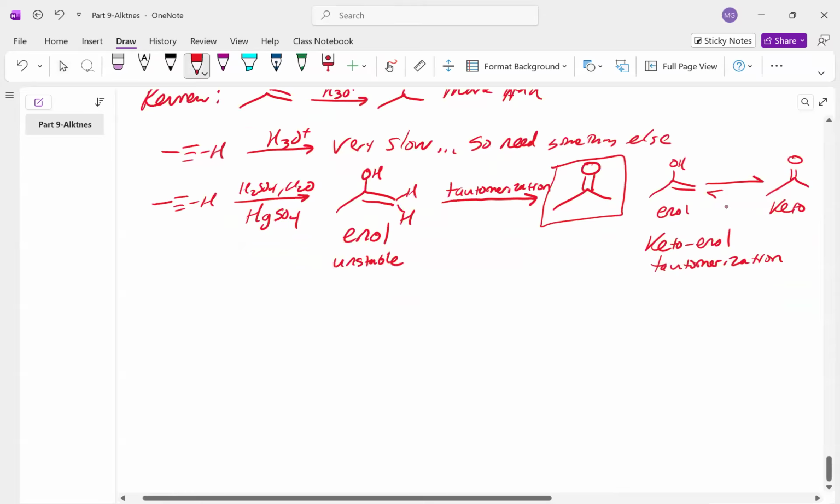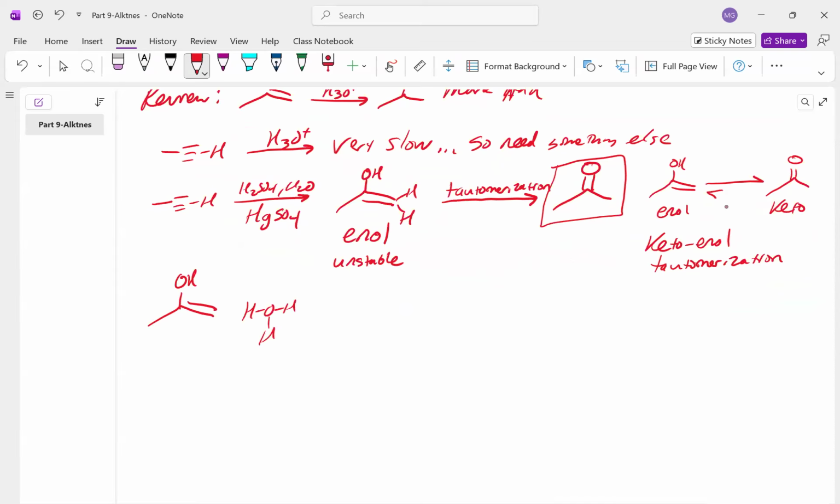Let's talk about how this happens. We're going to start with our enol form. And since there's plenty of acid floating around, we're going to do what we did all throughout our last unit. We're going to use those pi electrons to pick up a hydrogen. And now we're going to use resonance to make a pi bond. And then finally, just do a proton transfer to get to the keto form.